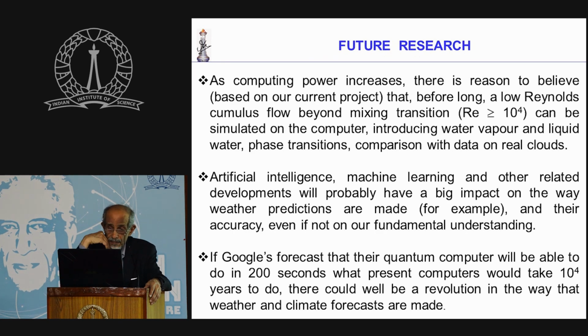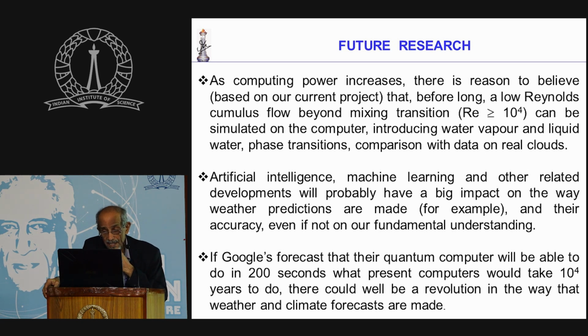Well, future research, as computing power increases, there's reason to believe that before long, the low Reynolds number cumulus flow beyond mixing transition, R equal to 10 to the 4, can be simulated on the computer. And that should be more nearly realistic compared to clouds. Artificial intelligence, machine learning, and so on now are topics which are widely discussed and are being increasingly used. And it will have a big impact on the way that weather predictions are made, for example, I think, and their accuracy, although they may not particularly improve our fundamental understanding.